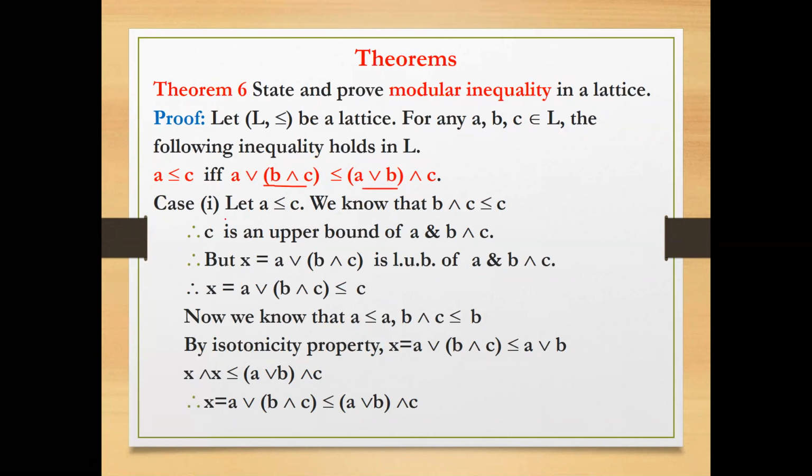So firstly, a less than or equal to c. We suppose a less than or equal to c and will prove that the inequality holds, because we have if and only if. So from both ways we have to prove it. So firstly take a less than or equal to c. Now on this side a, a less than or equal to c. The second term is b meet c.